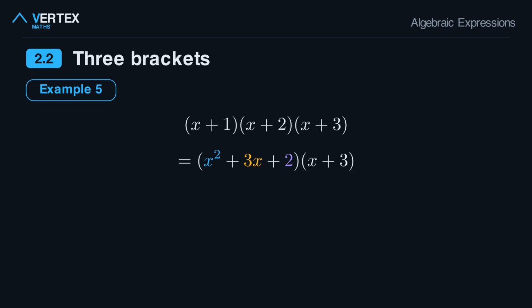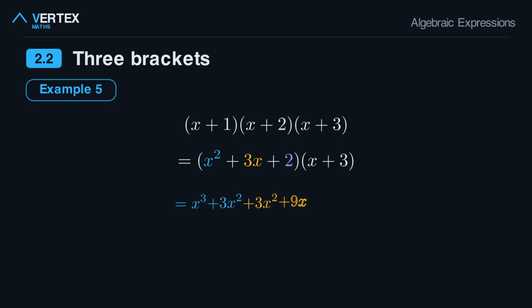We now multiply this quadratic by x plus 3. Watch the colors. Each colored term makes the two matching terms below. Every term in the quadratic must multiply every term in x plus 3. X squared times x is x cubed. X squared times 3 is 3x squared. 3x times x is another 3x squared.